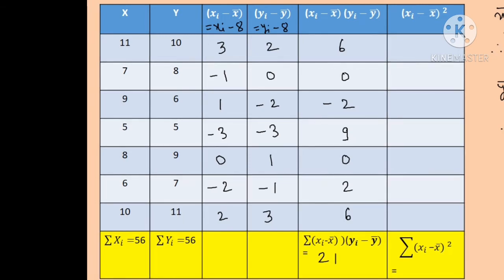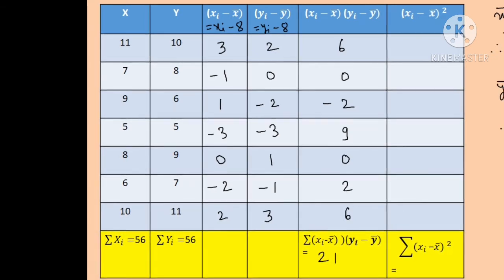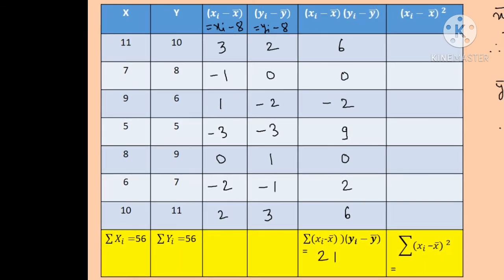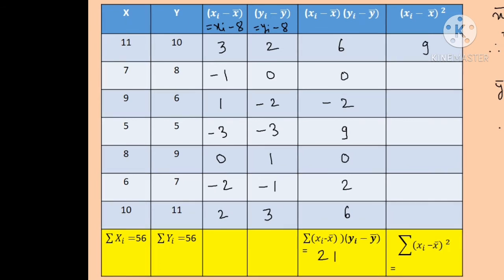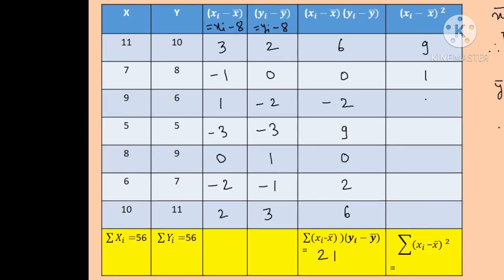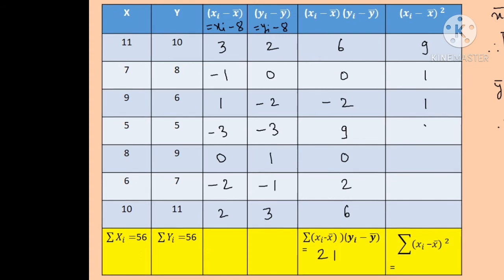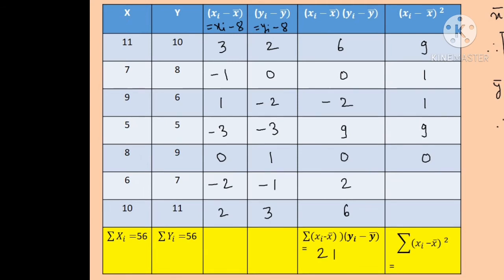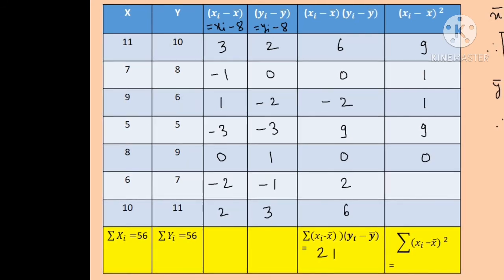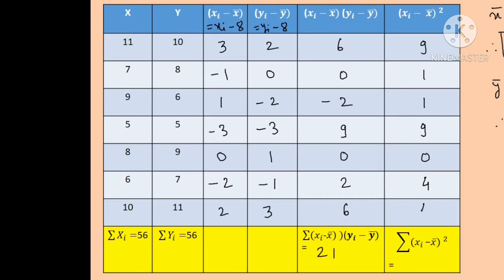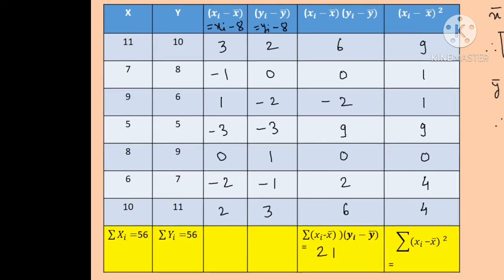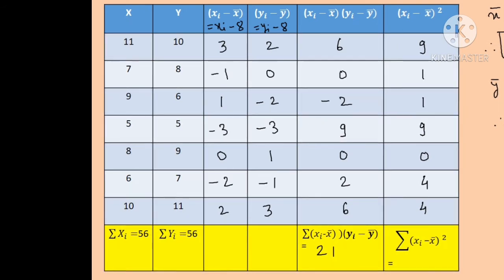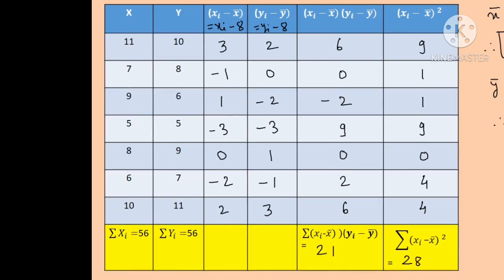Now we have to calculate xi minus x bar the whole square. That means the square of the values in column number 3. So 3 square is 9, minus 1 square is 1, again 1 square is 1, minus 3 square is again 9, 0 square is 0, minus 2 square is 4, again 2 square is 4. So let us add this. 9 plus 1 is 10, plus 1 is 11, plus 9 is 20, 20 plus 4 is 24 and plus 4 is 28. So we got these two values.